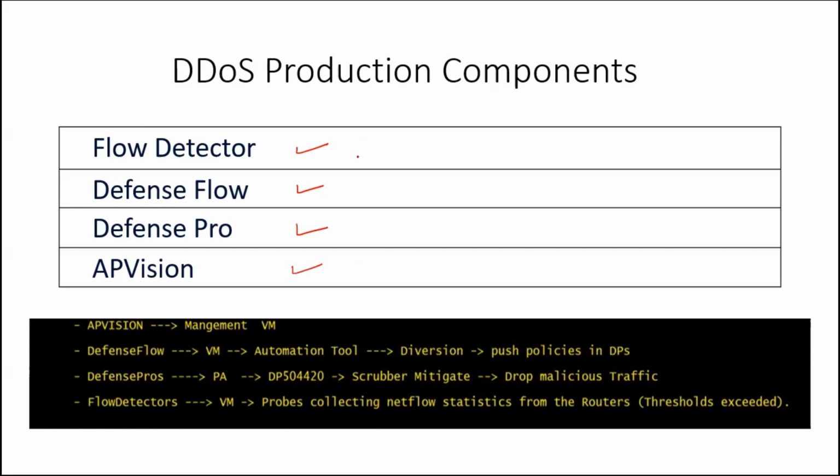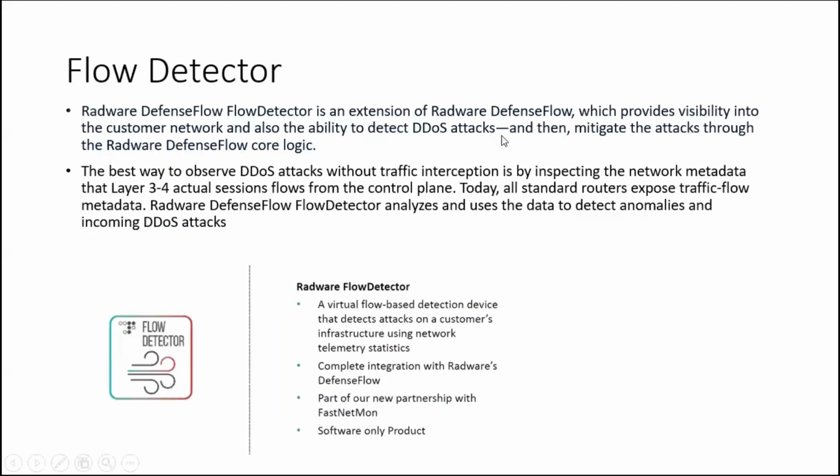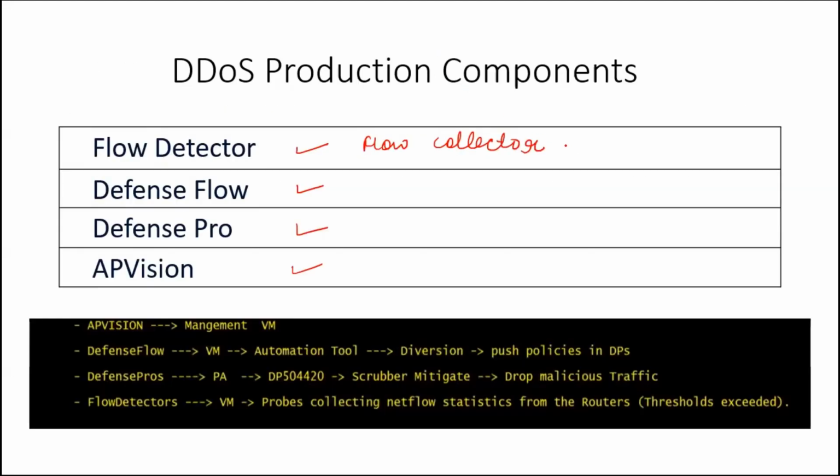Flow detector is a kind of flow collector, and it collects all the traffic from the routers. Then it sends the traffic to another component, which is known as the defense flow. The defense flow is actually a VM, a virtual machine. It's basically an automation tool, and it is used for the diversion.